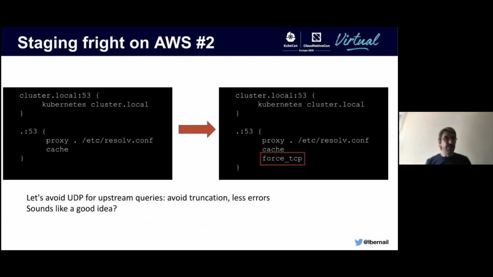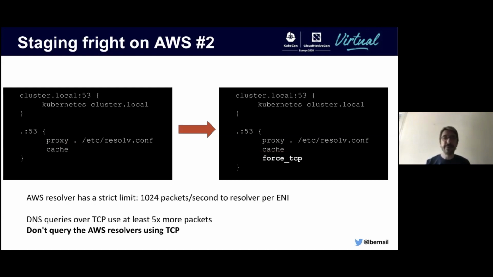Another thing we tried to do that sounded like a great idea at the time was, well, we had issues with UDP, and so we decided to move to TCP. So in this very simple example, we say, well, when we send and forward any query upstream to the cloud provider, let's use TCP. It's more reliable, it's going to be better, right? Well, except, remember the strict limit of packets? When you do TCP, a single query is actually going to use many more packets, and so you will trigger AWS rate limits much faster. So really avoid using TCP when querying AWS resolvers.